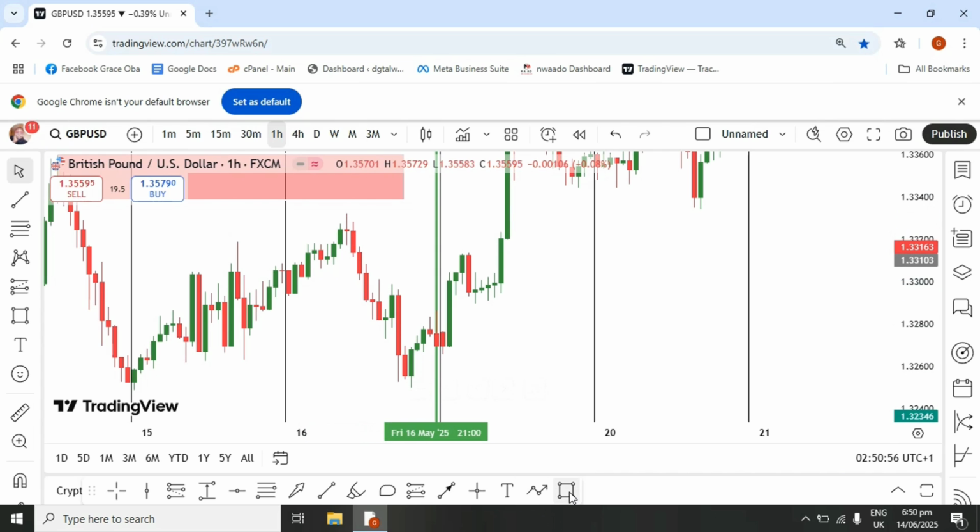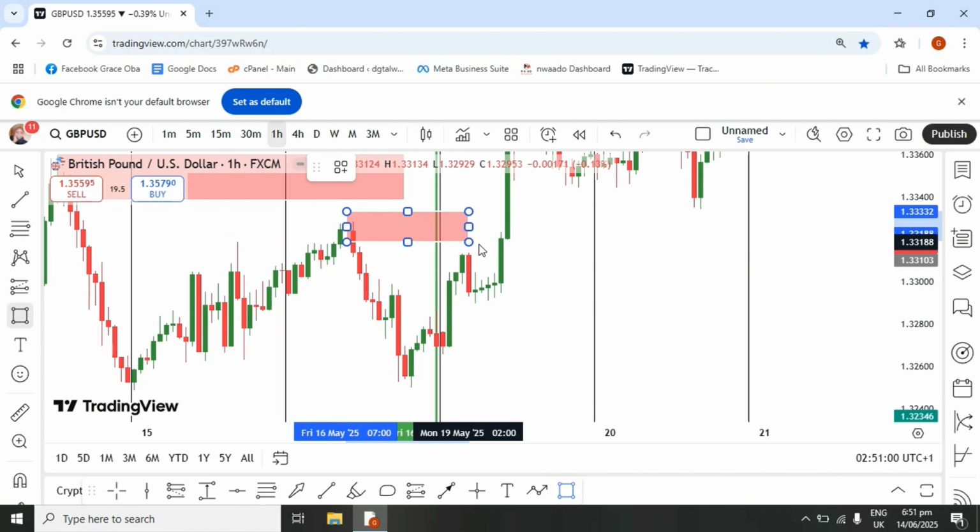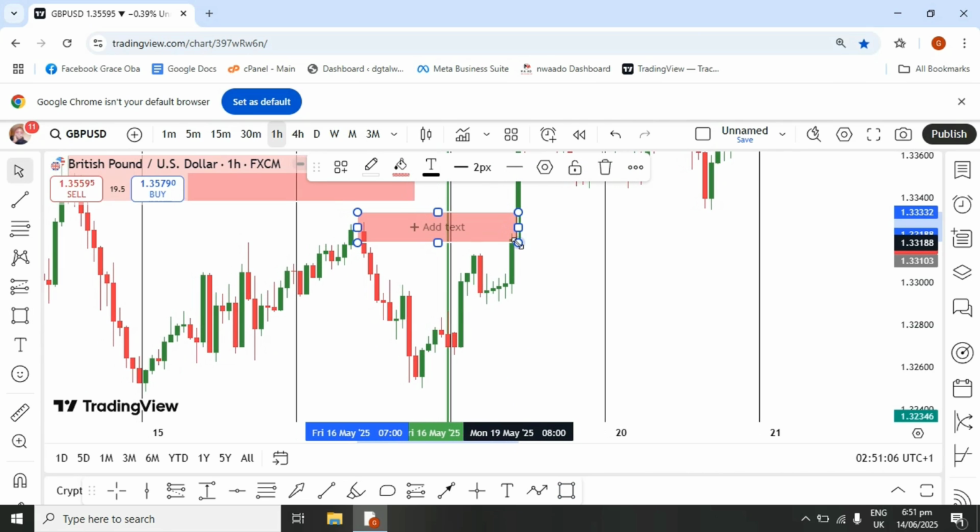So I'll mark it out. I'm going to mark it out, right? That's the origin of the swing. Let me just cross this way.